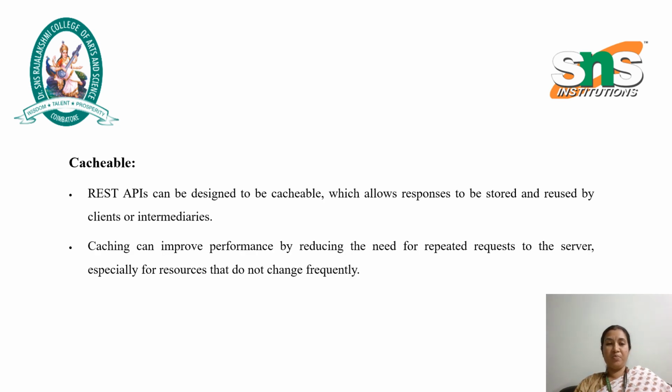The next one is cacheable. REST APIs can be designed to be cacheable, which allows responses to be stored and reused by clients or intermediaries. Caching can improve performance by reducing the need for repeated requests to the server, especially for resources that do not change frequently.